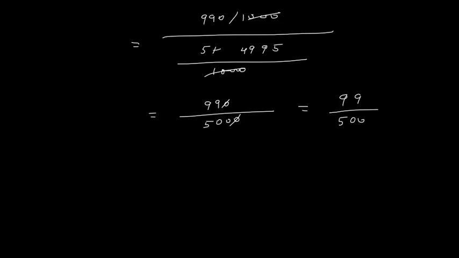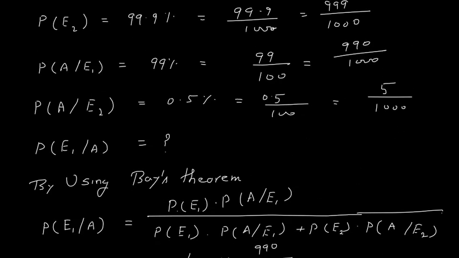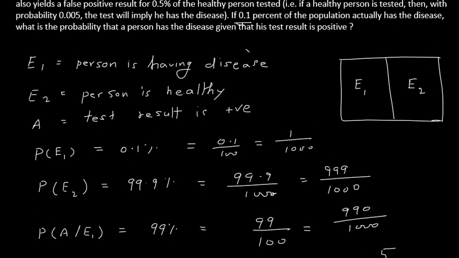So 99 divided by 500 will be the chances that the person who has been detected positive will be a diseased person, right?